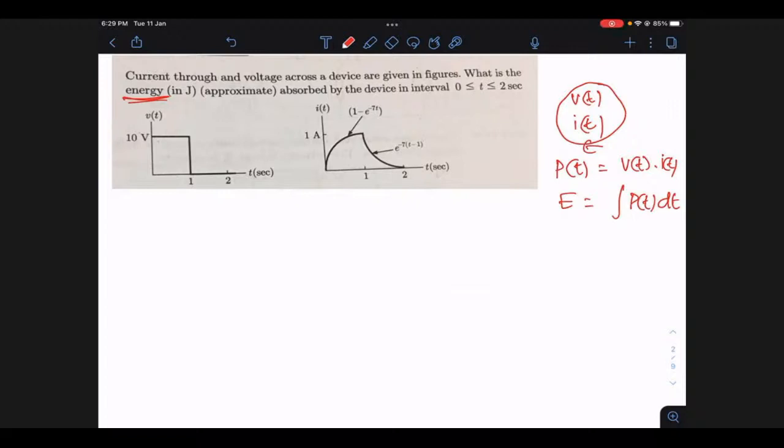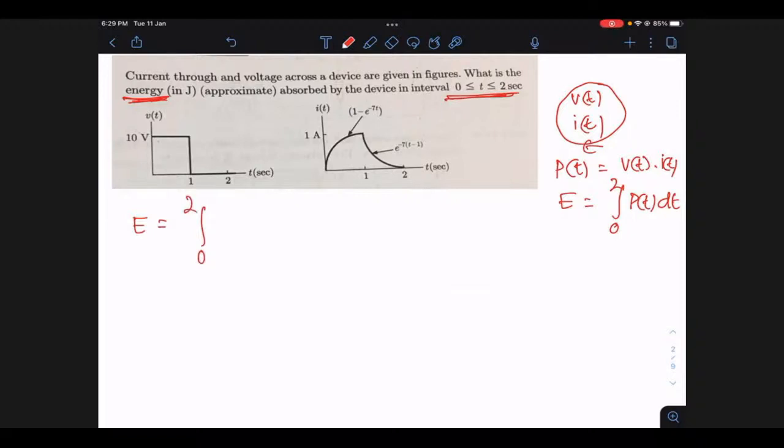Now, what is the limit? That depends on the interval you are interested in. In this case, they're asking to find the energy in the interval 0 to 2, so I'll give the range from 0 to 2. E is nothing but the integration from 0 to 2 of Vt into It.